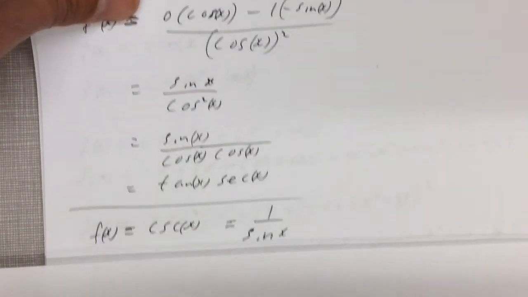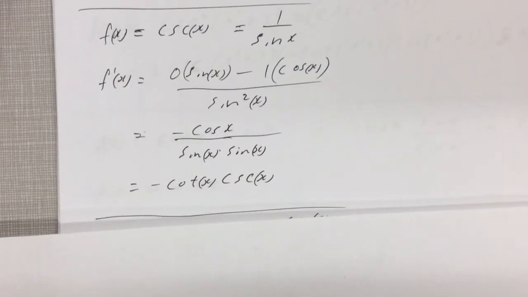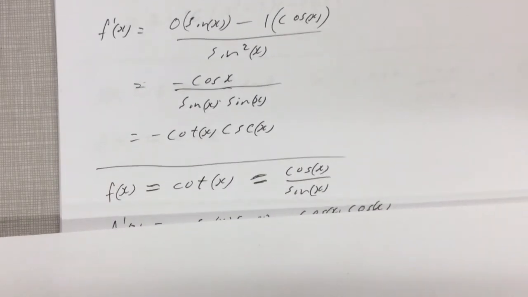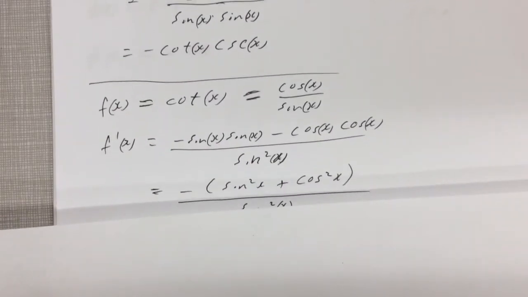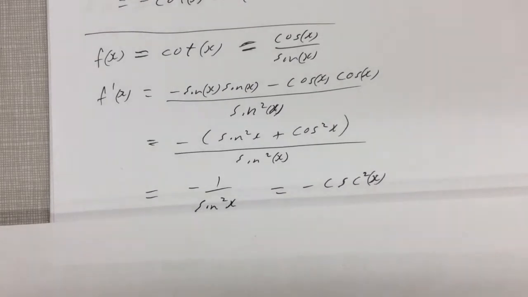Similar pattern for cosecant x. You get negative cotan x, cosecant x. And then cotan is cos over sine, so use the quotient rule there. And you get negative cosecant squared of x.